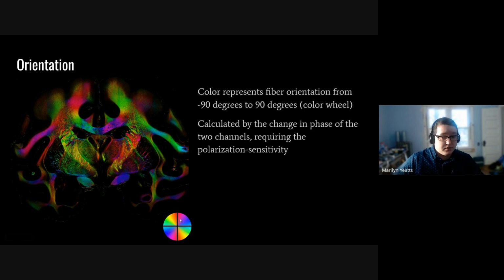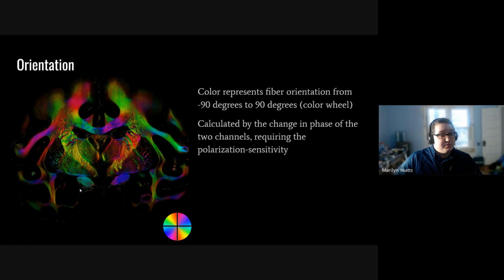Now, this is calculated by getting the change in phase between my two channels, my main channel and my cross channel. And you can only do that phase comparison with the polarization-sensitive optical coherence tomography. Otherwise, you don't actually retain that measure and you won't be able to get this output.